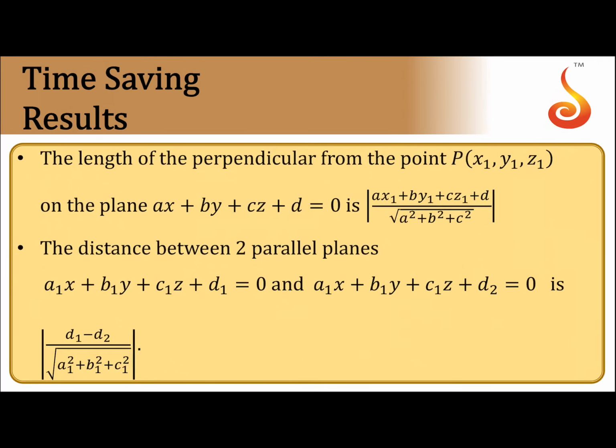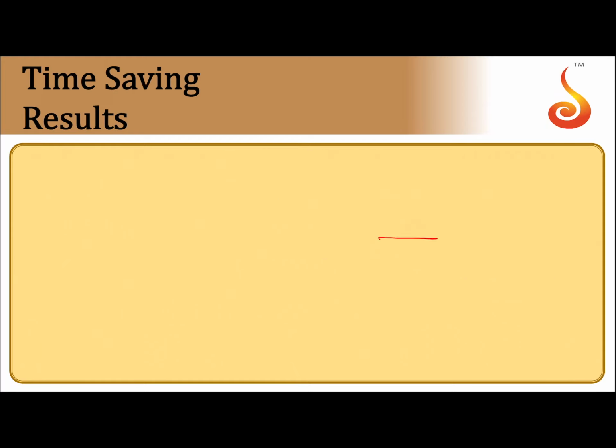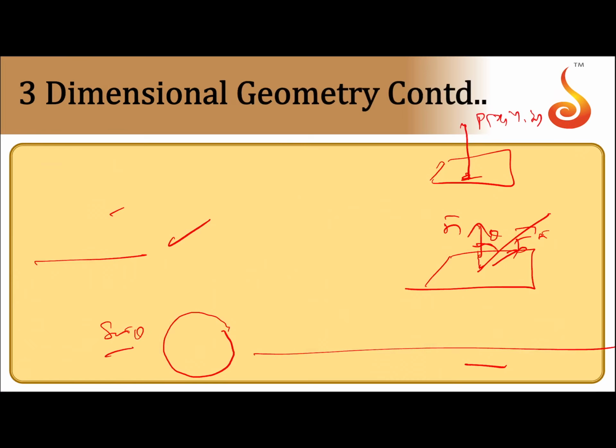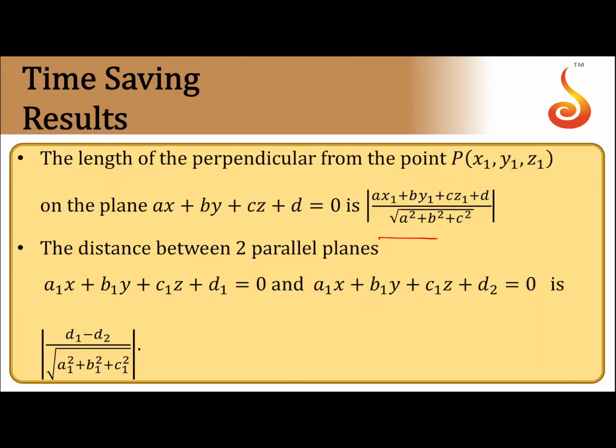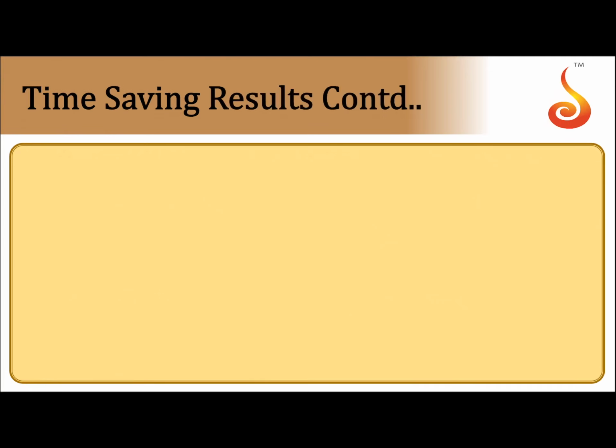Coming to the next, a few related points. The length of the perpendicular from the point P, x1, y1, z1 onto the plane is given by the formula we have just seen. Coming to the next one, the distance between two parallel planes. This is one plane, this is another plane, the distance between them is given by d1 minus d2 by root over a square plus b square plus c square, same as the two-dimensional coordinate geometry type.